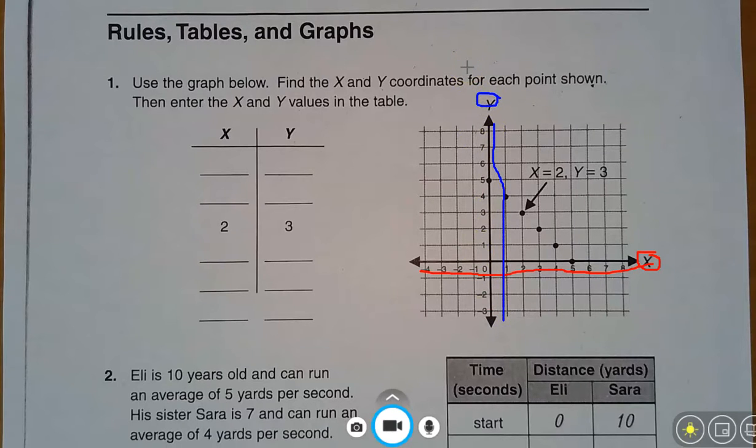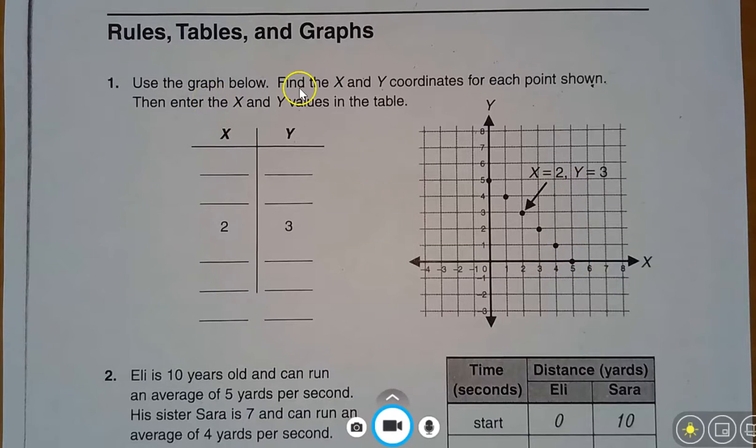If you want to think of Miss Yoder and how short she is, that might help you remember that the y is up and down. Another thing that you can use to help you when you're thinking of x's and y's, x comes before y in the alphabet. You always graph the number over first and then the distance up. So x coordinates always come before y's.